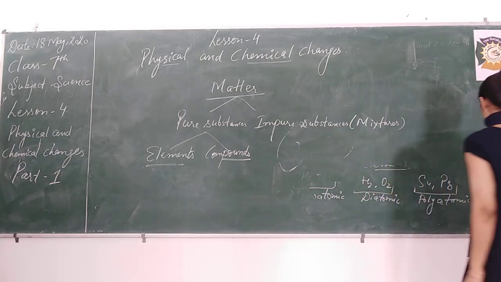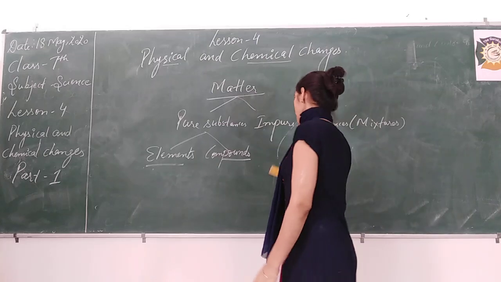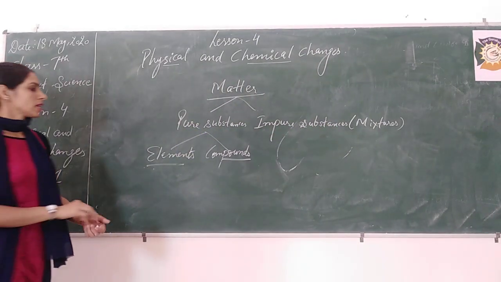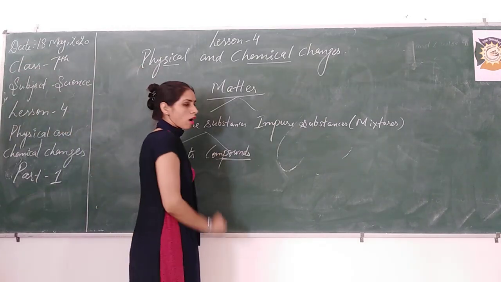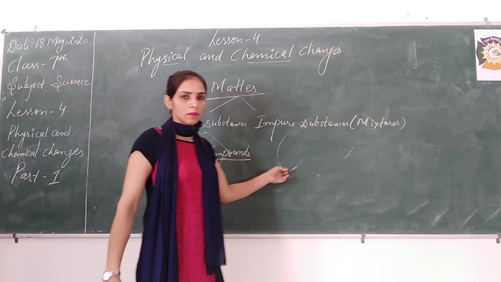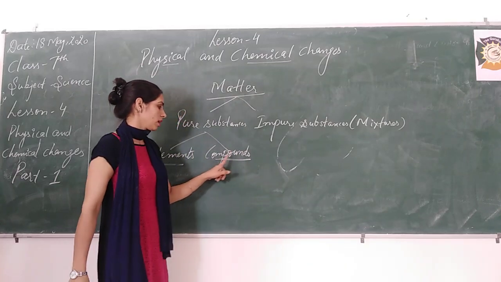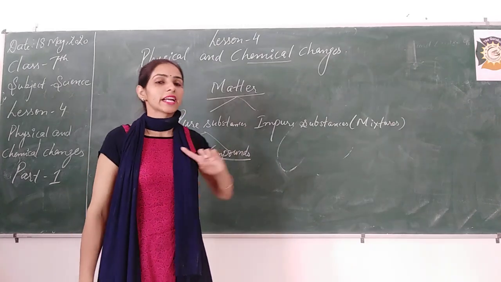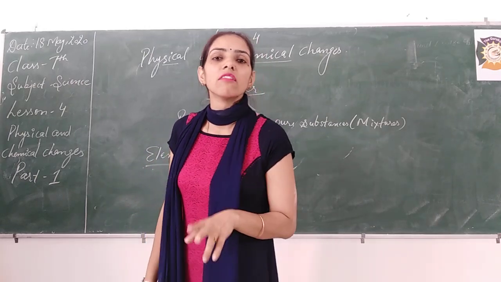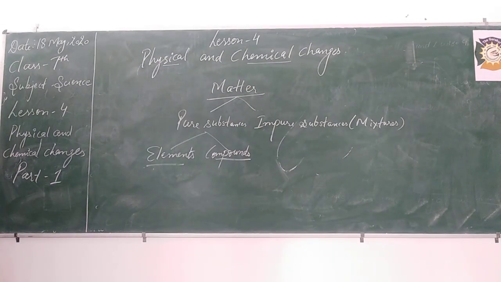So regarding compounds, firstly let me tell you how the compounds are formed. What are compounds? How are they formed? Compounds are formed when two or more elements combine to form a molecule. But here we have to see that they should combine chemically and in a fixed proportion.